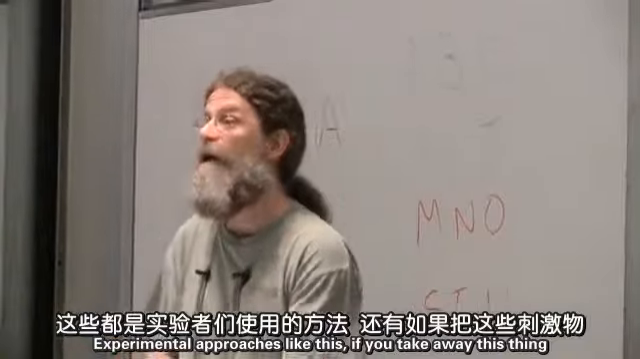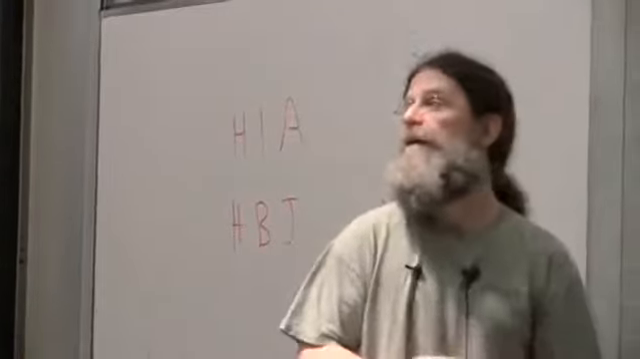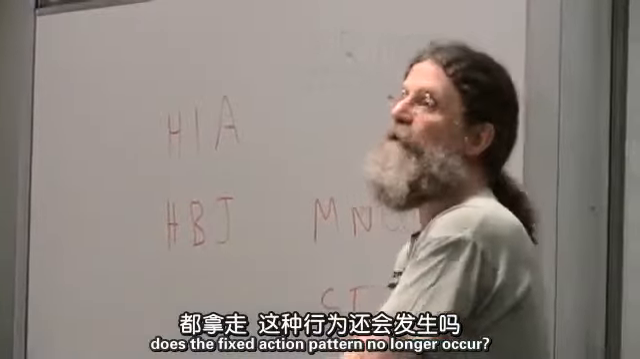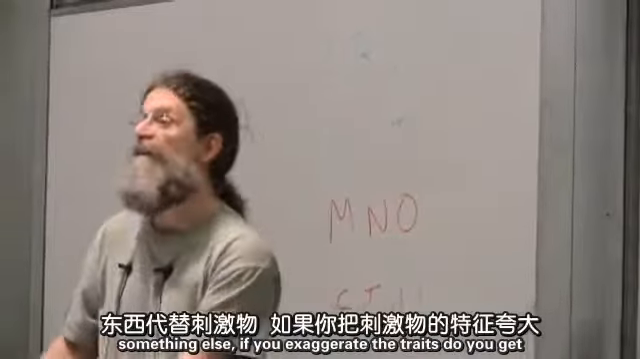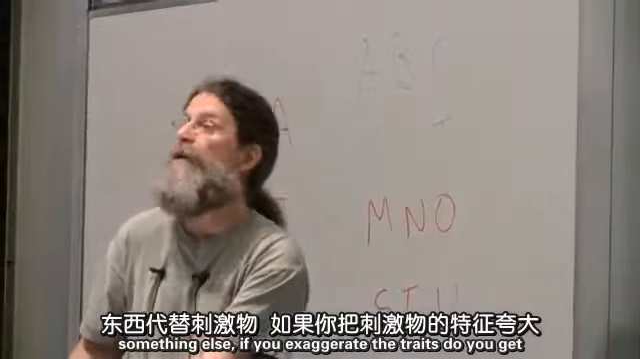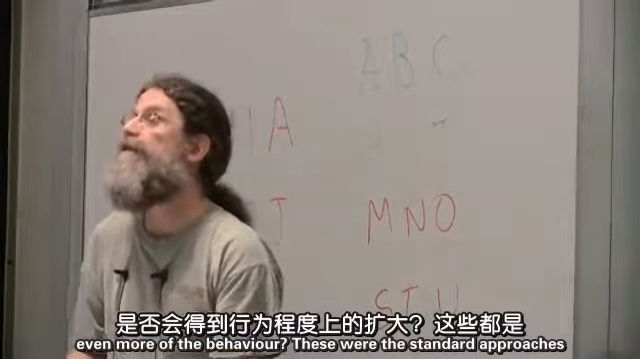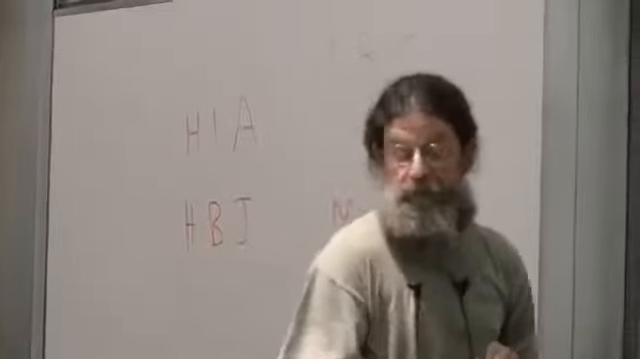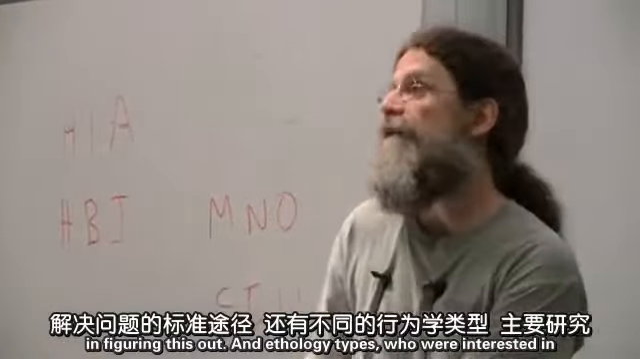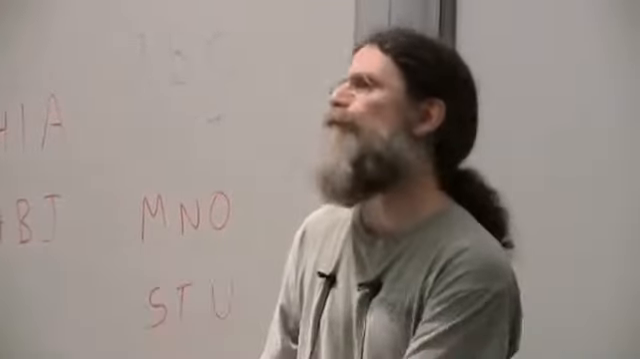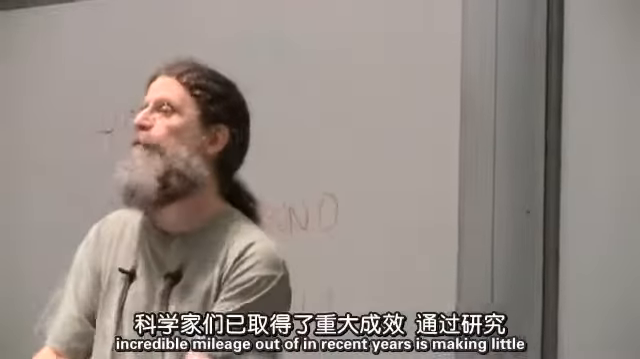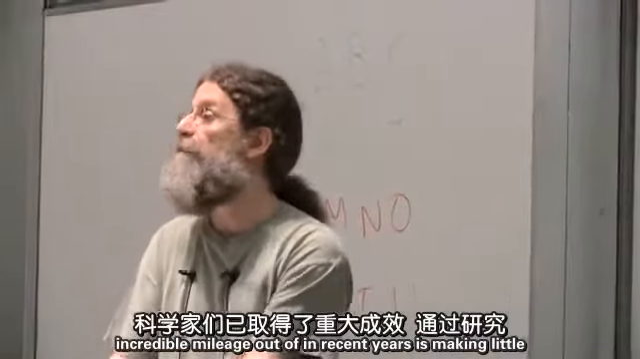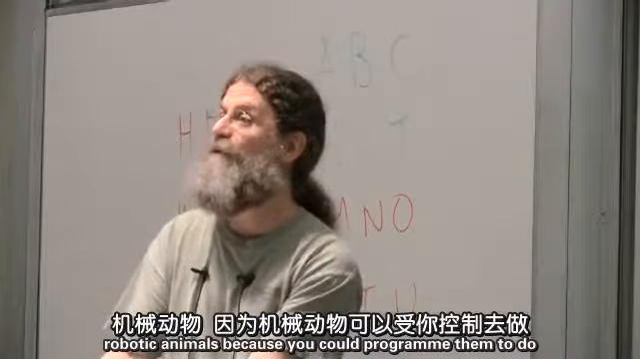Experimental approaches like this. If you take away this thing, does the fixed action pattern no longer occur? If you put it back, does it work again? If you replace it with something else, if you exaggerate the traits, do you get even more of the behavior? These were the standard approaches for figuring this out. And ethology types who are interested in this realm of releasing stimuli, the thing they have gotten incredible mileage out of in recent years is making little robotic animals.